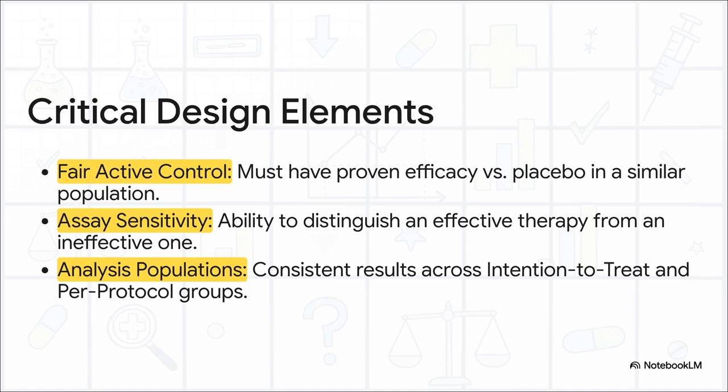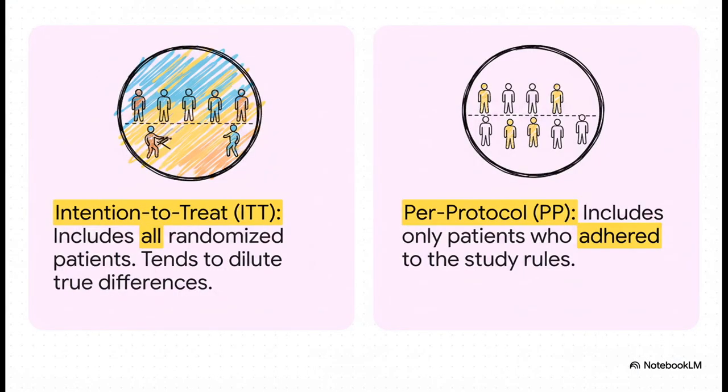And finally, how you analyze your patients is a really, really big deal. So, you're going to have to look at your results in at least two different ways. The intention to treat group includes everybody you randomized, even the people who didn't follow the rules perfectly. This tends to blur the lines and can actually make it easier to claim non-inferiority. Then you have the per-protocol group. These are your star students who did everything right. The bottom line is regulators are going to demand that you show non-inferiority in both groups. If the results don't match up, that's a huge red flag.